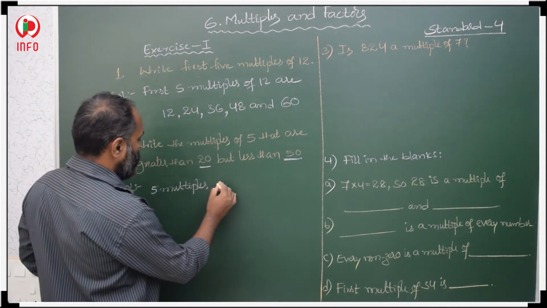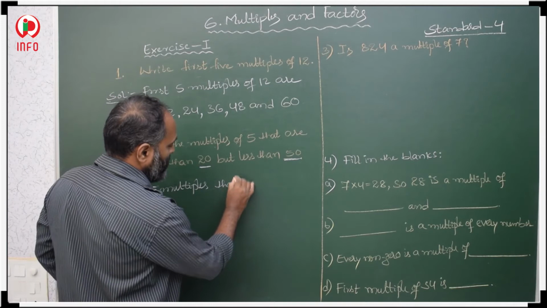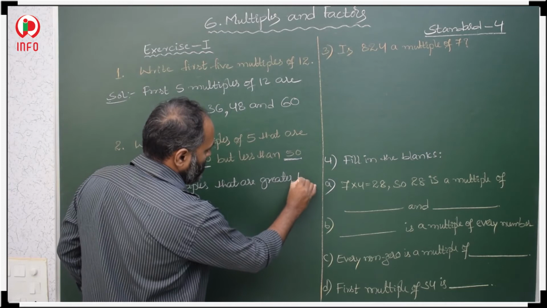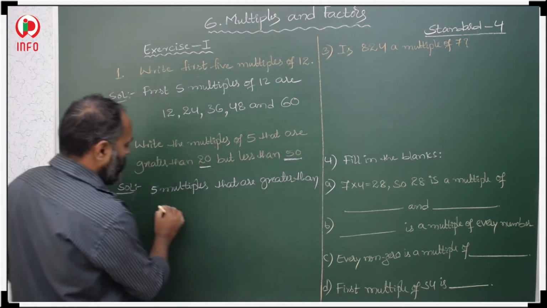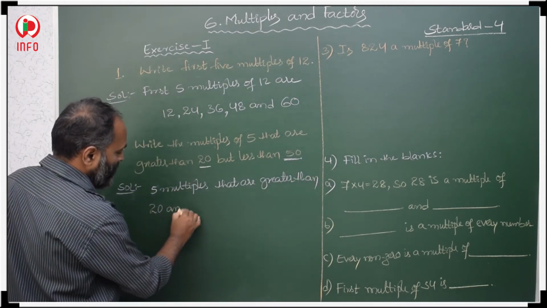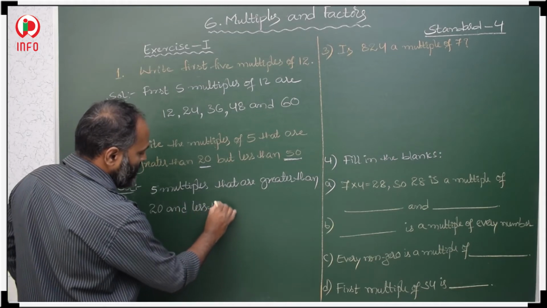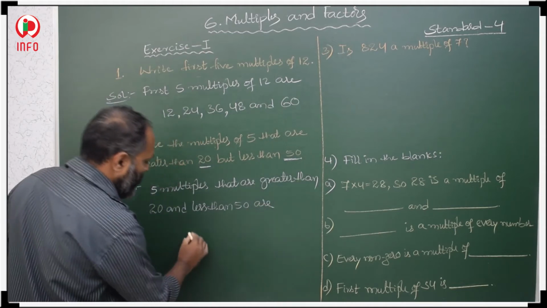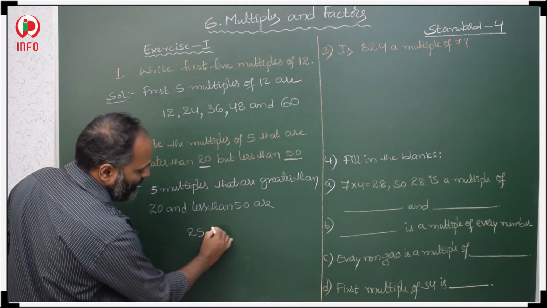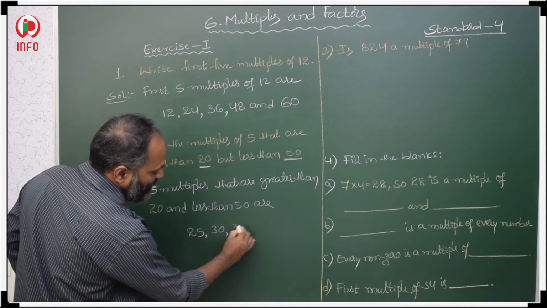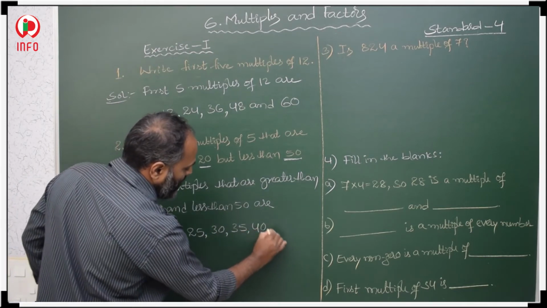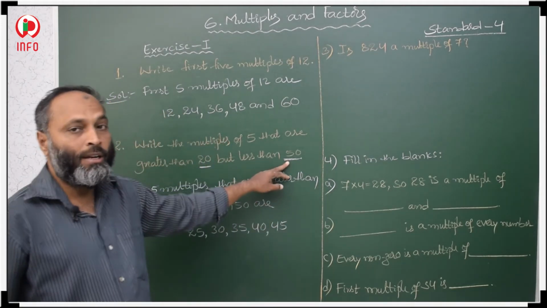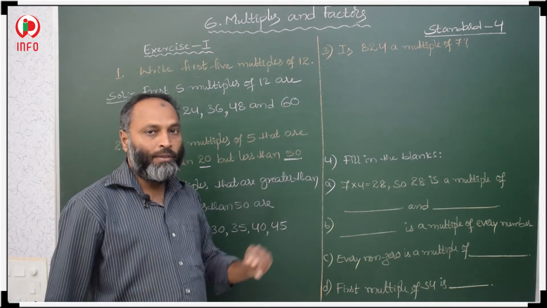So the 5 multiples that are greater than 20 and less than 50 are 25, 5 fives are 25, 5 sixes are 30, 5 sevens are 35, 5 eights are 40, 5 nines are 45. Less than 50, till 45 we have to write.